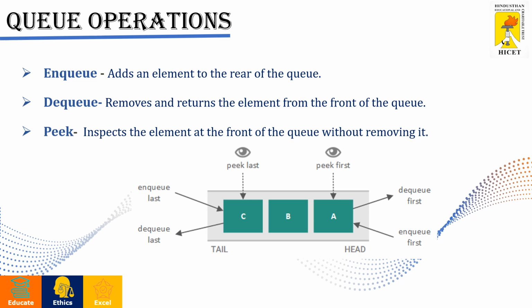Then basically there are two operations: adding an element to the queue and deleting an element from the queue. Adding an element to the queue is termed enqueue. Removing or deleting an element from the queue is known as dequeue. And one more operation is the peek operation. It is just for inspecting or viewing the element at the front of the queue without removing it.